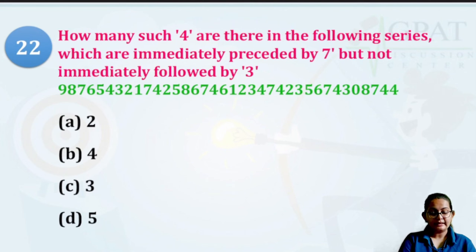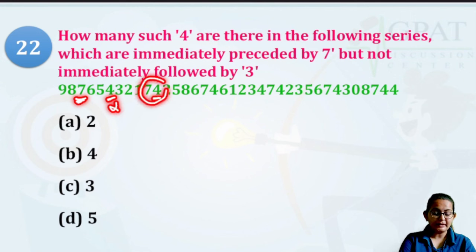Question number 22. It says that how many such 4s are there in the following series which is immediately preceded by 7. In the sense, it could be there is a 7 and then there is a 4. But it should not be immediately followed by 3. In the sense, 347 is not required. Now the thing is preceded in the sense the 4 should be at the alternate position to that of 7. This is what you have to find out.